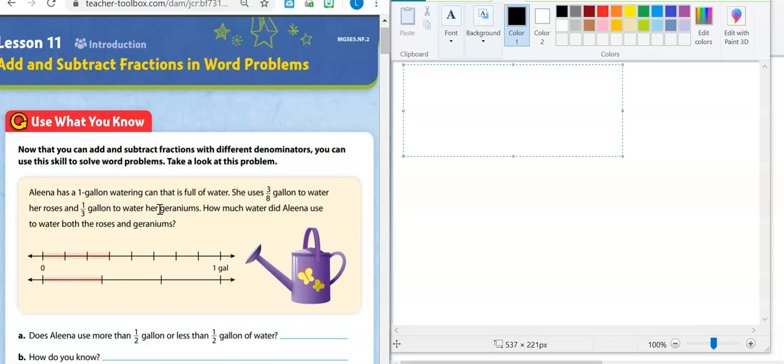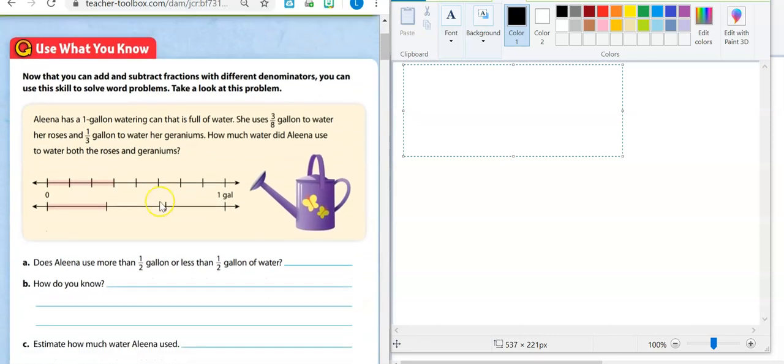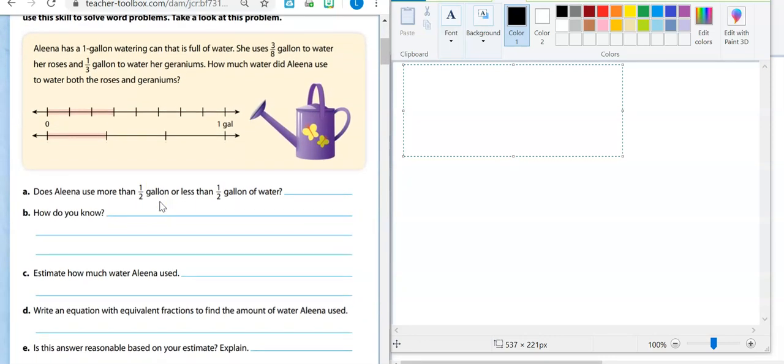The first question says, Alena has a 1-gallon watering can that is full of water. She uses 3/8 gallon to water her roses and 1/3 gallon to water her geraniums. How much water did Alena use to water both the roses and geraniums?